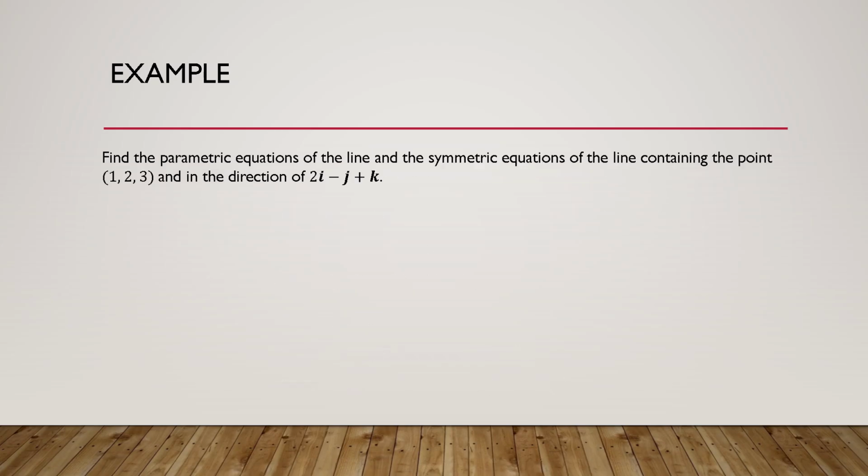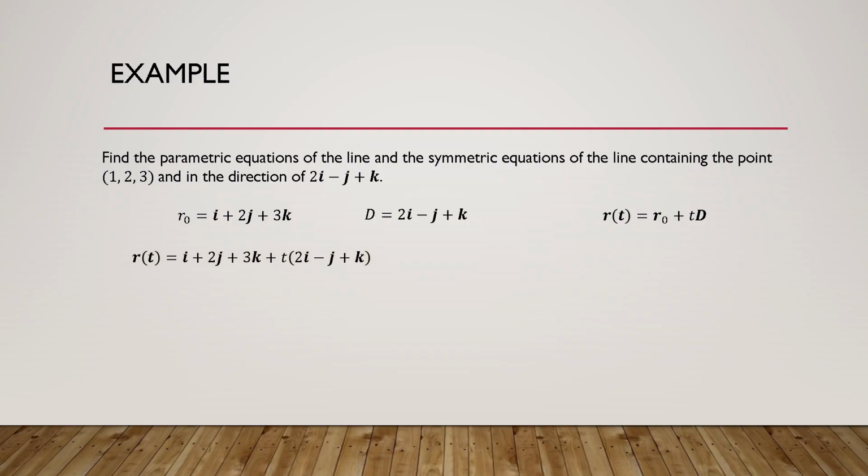In another example, find the parametric equations of the line and the symmetric equations of the line containing the point (1, 2, 3) and in the direction of 2i minus j plus k. Remember the vector equation of the line. In this case, r sub 0 equals i plus 2j plus 3k, d equals 2i minus j plus k.